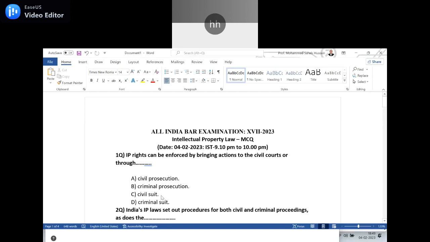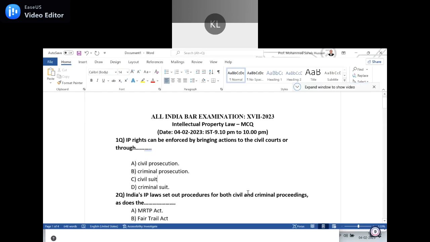Next option. Option A, sir, civil prosecution. Wrong. The right answer is B, criminal prosecution. The right answer for the first question is criminal prosecution.